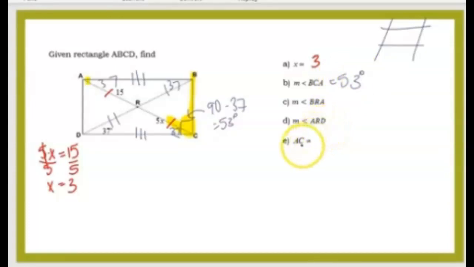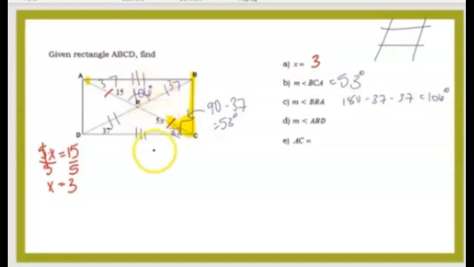All right, C, measure of BRA. Well, if you know these two angle measures, you can find the third, right? We know that all the angles in a triangle add up to 180. So to find BRA, we could just do 180 minus the other two angles, and that is 106 degrees. All right, so this is 106.